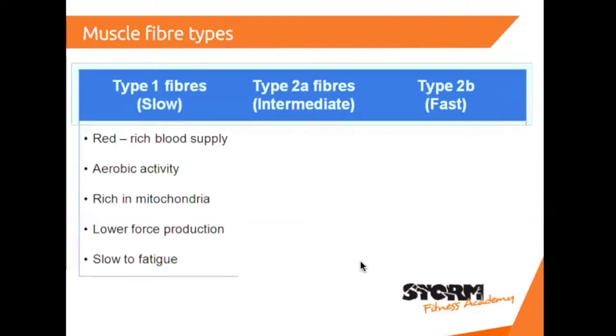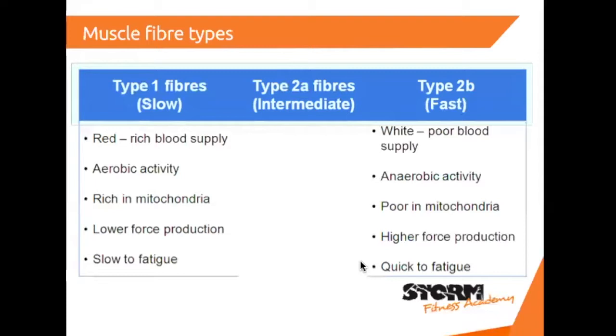Okay, what about type 2s? Power. Yep, you're right. Power, strength. Pretty much everything the opposite, isn't it? So these are actually white as well. So if you looked at these under a microscope, they look sort of white or grey, and that's because they have a really bad red blood cell supply because they don't need the oxygen.